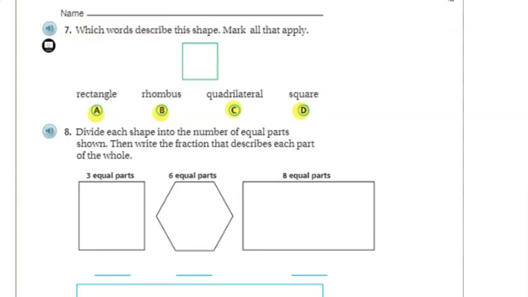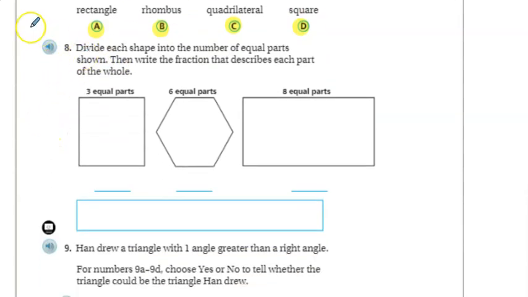All right, let's keep going. It says divide each shape into number of equal parts. So we need to make sure maybe we have a ruler. Then write the fraction that describes each part of the whole. So this one wants to have 3 equal parts. So you can draw it straight down, or you could have done it across this way. And then you would have a fraction, and your fraction would be 1/3.